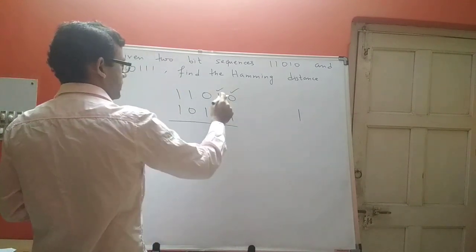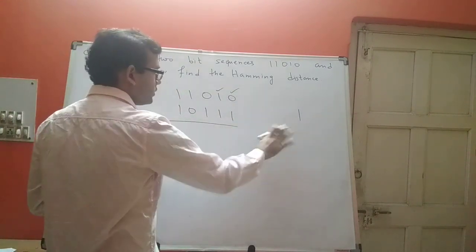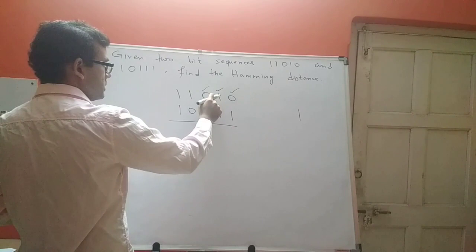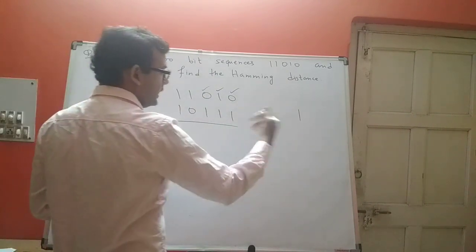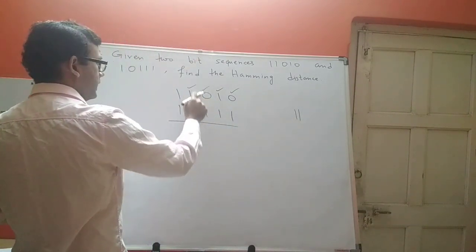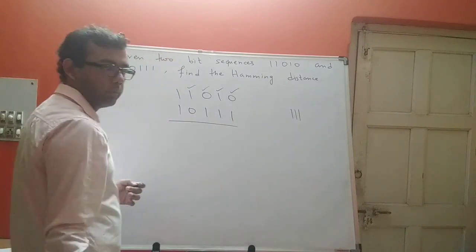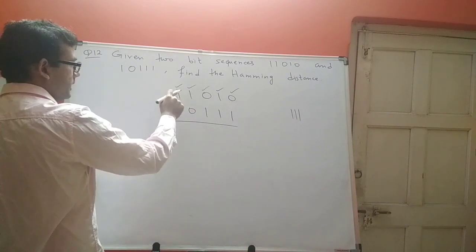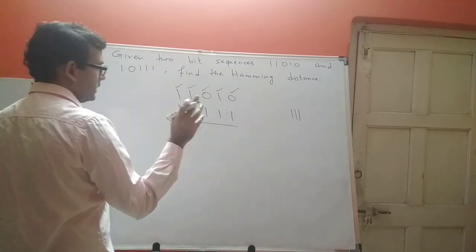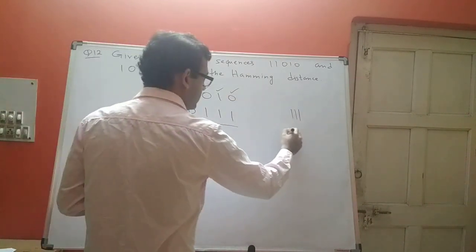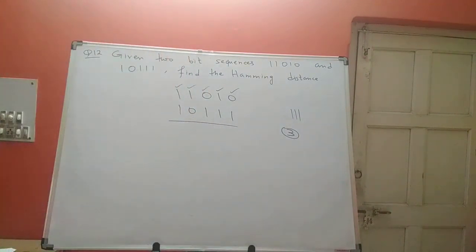Now I'll check this position. They have the same bit values. So I'll not increase the count. Again, the bit positions here, the third bit position from the right, are differing in values. So I'll increase my Hamming distance count by 1. I'll look at this position again. They are differing. So I'll increase my Hamming distance count by 1. These two bits are the same. In the MSB, I can see that there is a 1 and there is a 1 here as well. So I'll not increase the Hamming distance count. So my Hamming distance comes out to be 3. Okay, so this was pretty straightforward. Now I'll move on to another sum on Hamming codes.